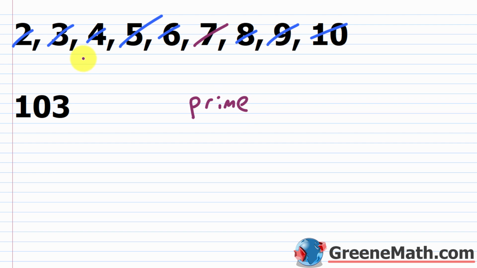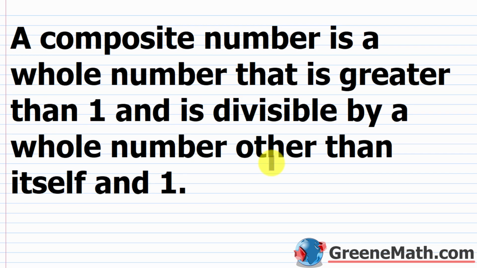Now you can see how much work it is to actually go through and check and see if something is prime. So in most cases, your teacher is going to give you something from a list that you've already memorized. But in case you get something that's not, you can go through and use this strategy to determine if something is prime. All right, now let's think about a composite number.